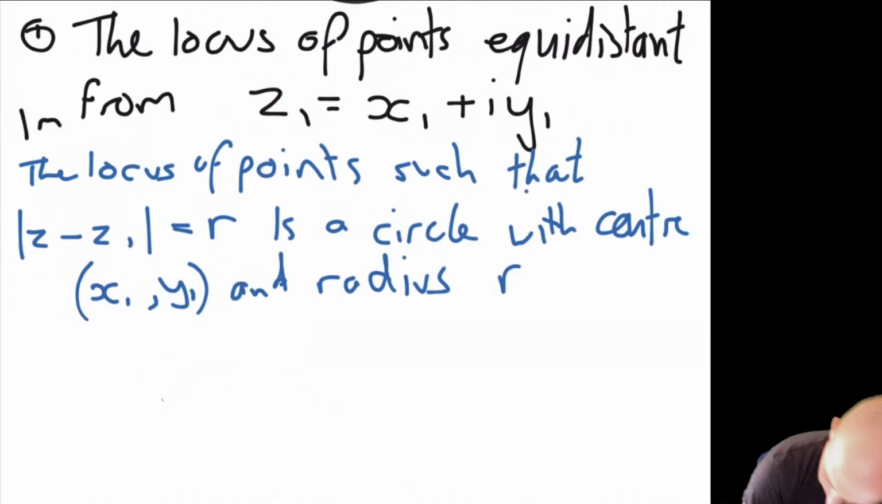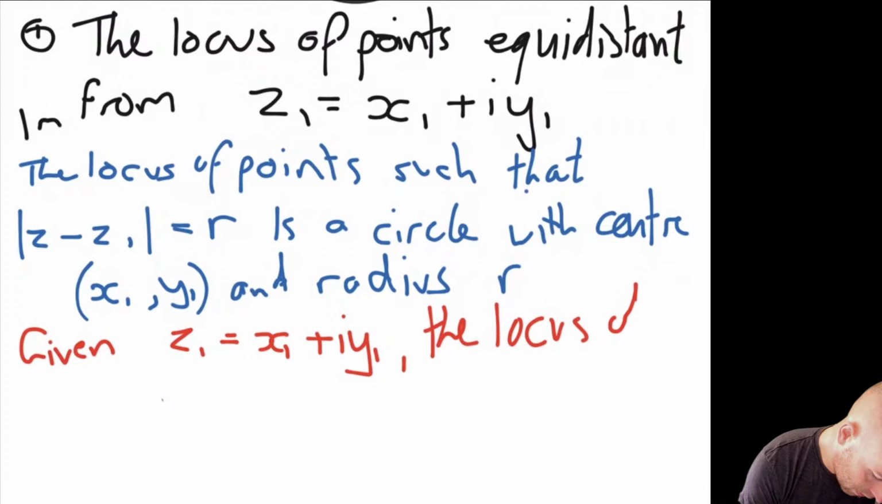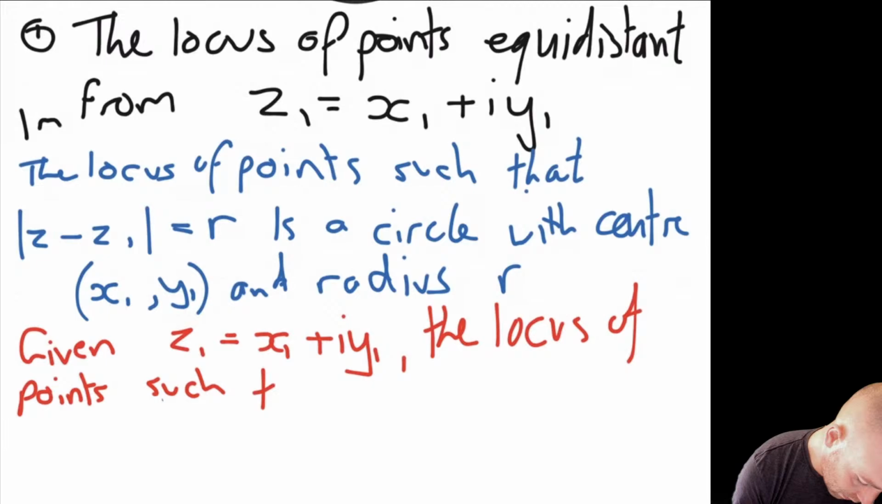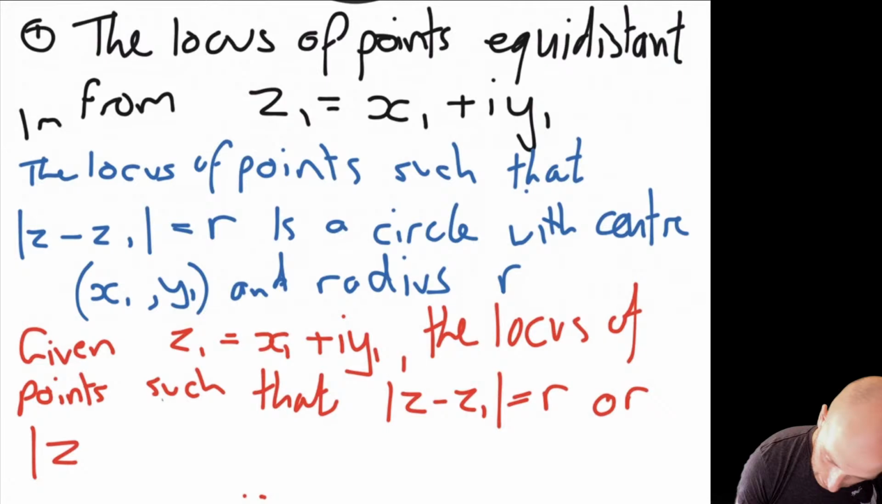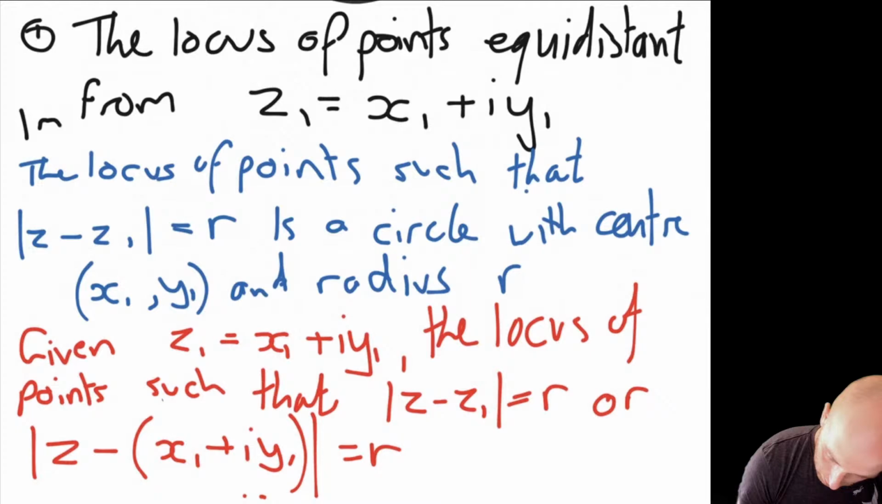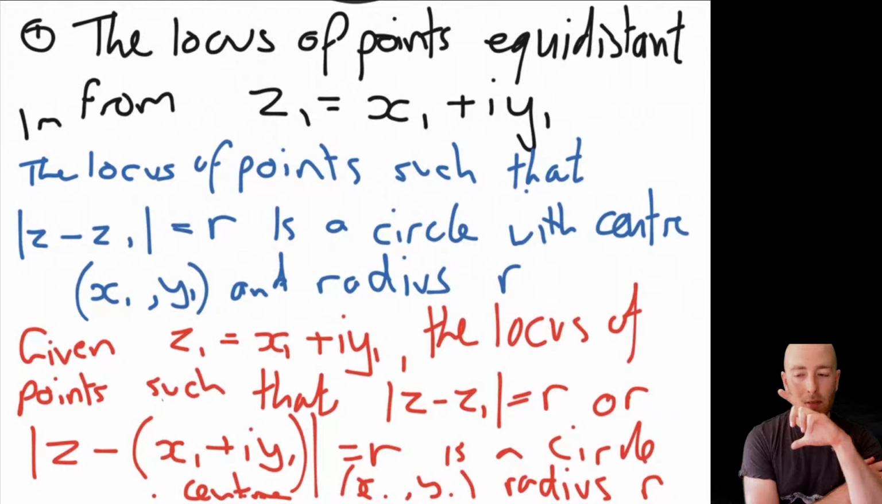So we can write that in a more mathematical way and say, given z1 equals x1 plus i y1, the locus of points such that modulus of z minus z1 equals r. Or we could write that slightly differently, as modulus of z minus (x1 plus i y1) equals r, for any circle with a center and radius. So the bit in red is a more mathematical way of saying the bit in blue.